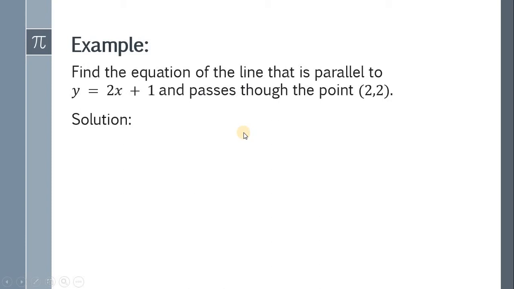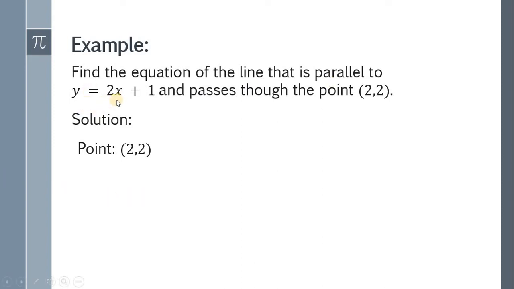Para makagawa tayo ng equation ng line, kailangan natin ng isang point at saka ng slope. So meron tayong point, we have (2, 2). Now, meron ba tayong slope? Tingnan muna natin itong ating given na line. Sabi, gagawa tayo ng equation ng line parallel dito sa y equals 2x plus 1 at dadaan sa point na (2, 2). Since sila ay parallel, meaning they have the same slope.